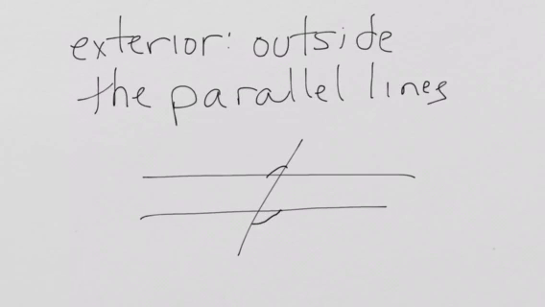Now, there's also a thing called alternate exterior angles. These angles are on the outside of the parallel lines. And once again, these angles are equal. So they're really alternate because they're on opposite sides of the transversal. Exterior angles. Alternate exterior angles. Pretty cool thing.